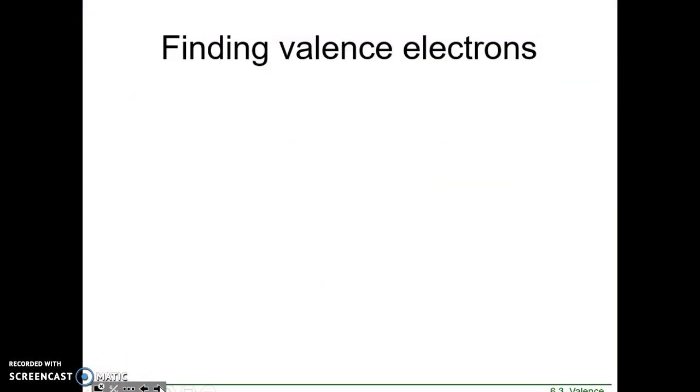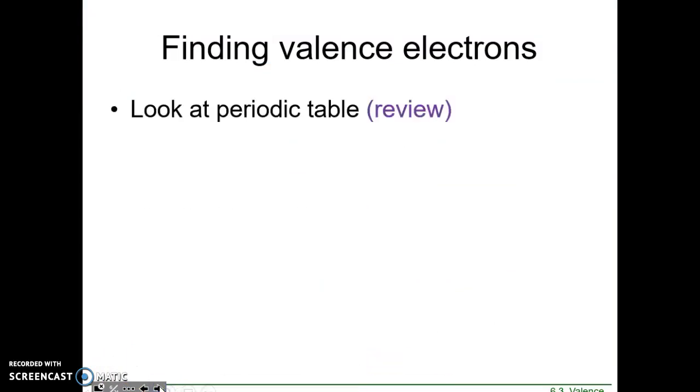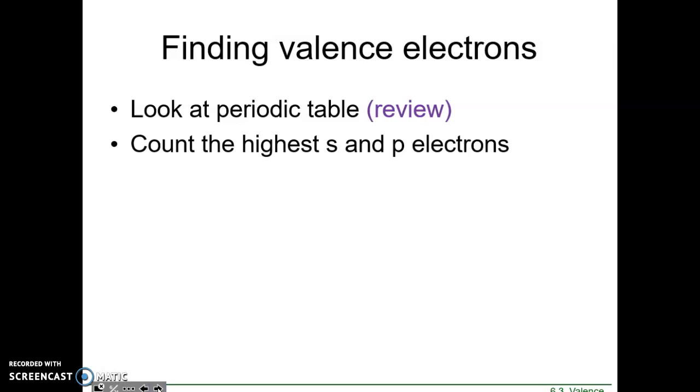So how do we find the valence electrons? Well, one way is to look at the periodic table, and in class we'll review how we do that. Group 1 is 1, Group 2 is 2, Group 13, 3, 14, 4, 15, 5, 16, 6, 17, 7, and 18 has 8 valence electrons. Another way is to count the highest S and P electrons.